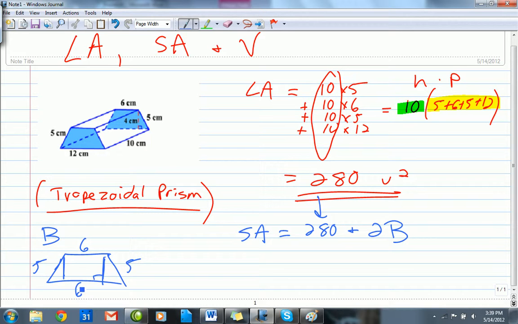So that's a 6, and remember the whole base was 12 on the bottom, so those have to be 3 and 3. Oops, so lo and behold, we get a 4 for the height, which we already had up there anyway. Okay, so let's pretend we didn't.